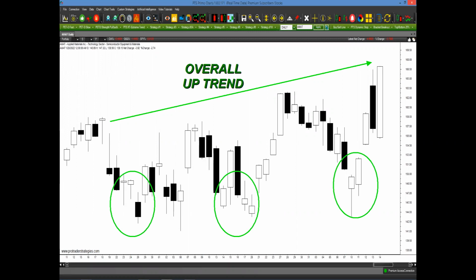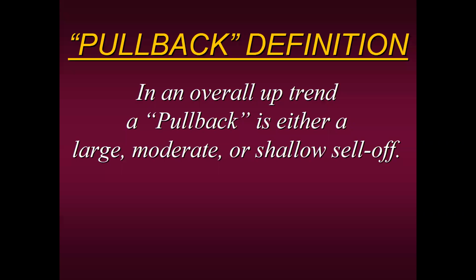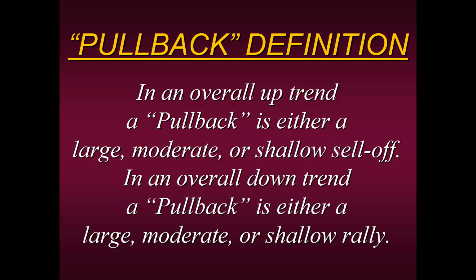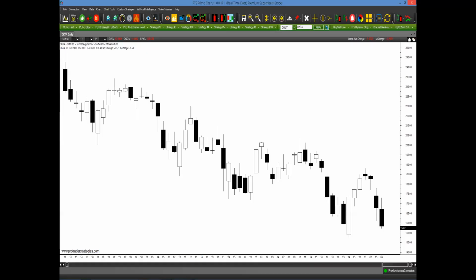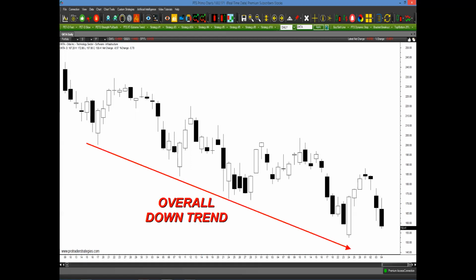See, pullback traders are willing to wait for these highly opportune moments to buy at low prices. And it works the opposite way as well, because in an overall downtrend, a pullback is either a large, moderate, or shallow rally or bounce. For example, in this chart here of OKTA, we see that we are in an overall downtrend.